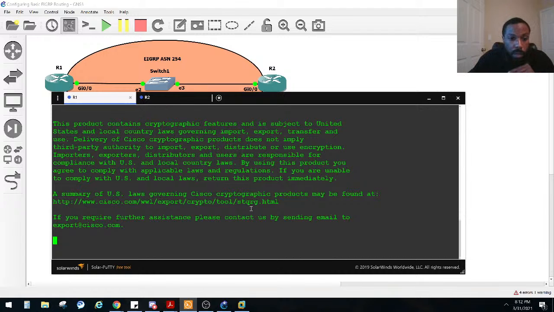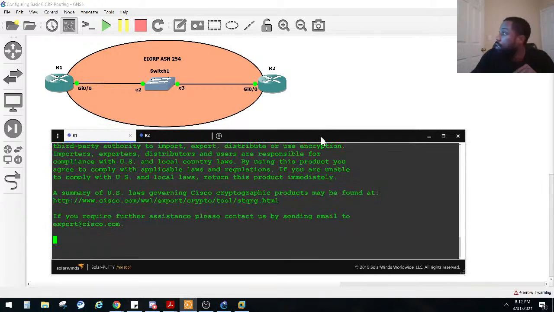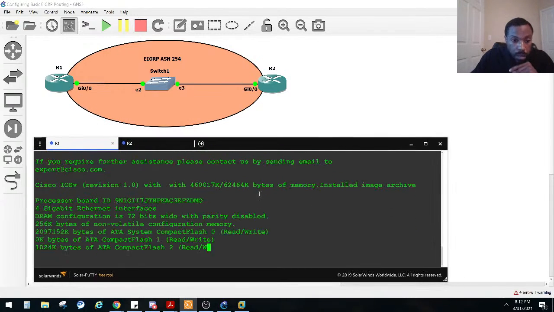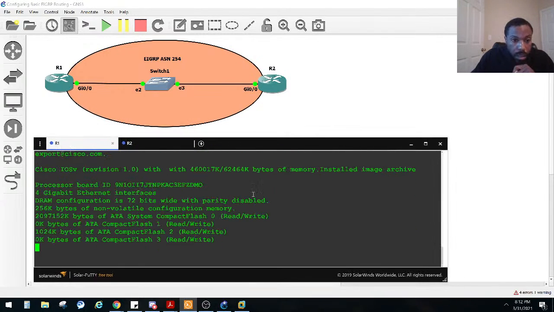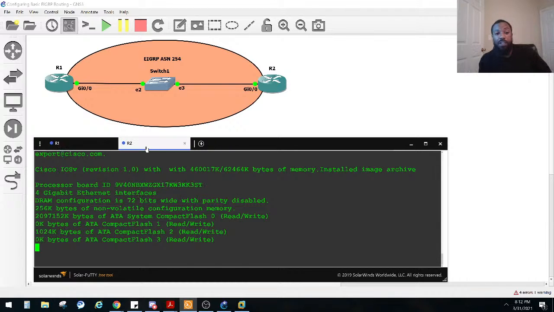The host names are probably already configured. Router 2. They are taking their sweet time to wake up. In the meantime, let's read the lab objectives. The objective of this lab is for us to enable basic EIGRP routing. Enabling basic EIGRP is a fundamental skill.